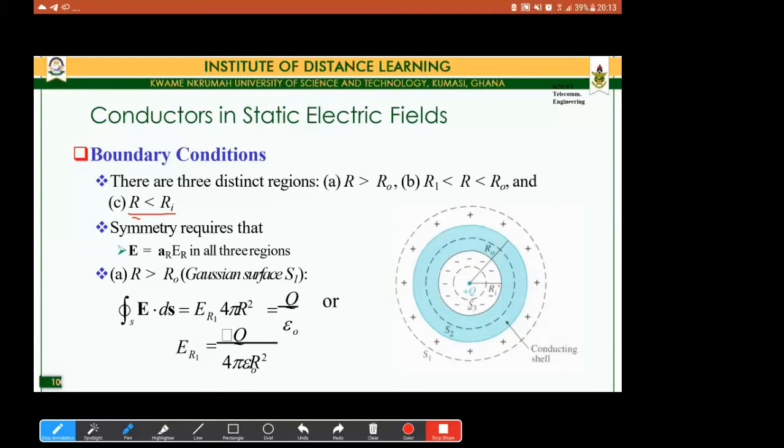Now because this charge is inside at the center, it will create an electric field radially in all directions, and therefore the intensity of the electric field at any point at the same radius will be the same. If we take a unit vector along the radius to be AR, then the electric field E will be given by what? AR times ER, where AR is the unit vector along the radius and ER is the radial electric field.